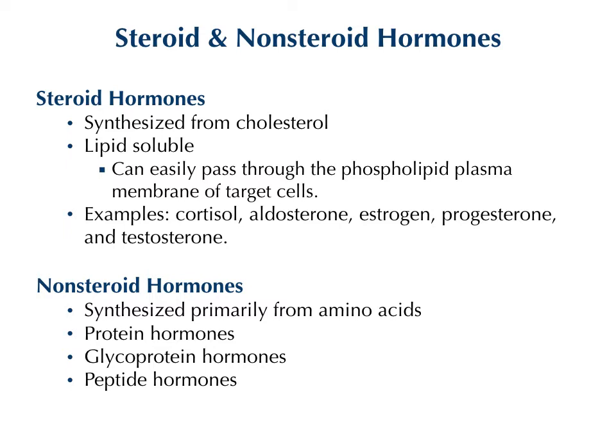Same thing here. Our non-steroid hormones are synthesized primarily from amino acids. And as I said, based on how large they are, we can classify them as either a protein hormone or a polypeptide hormone, or possibly even just an amino acid derivative hormone. The glycoprotein hormones will have a little bit of carbohydrate attached on them, usually onto some sort of side chain. And so we saw a group of those on the previous slide. And then there's just simple peptide hormones.